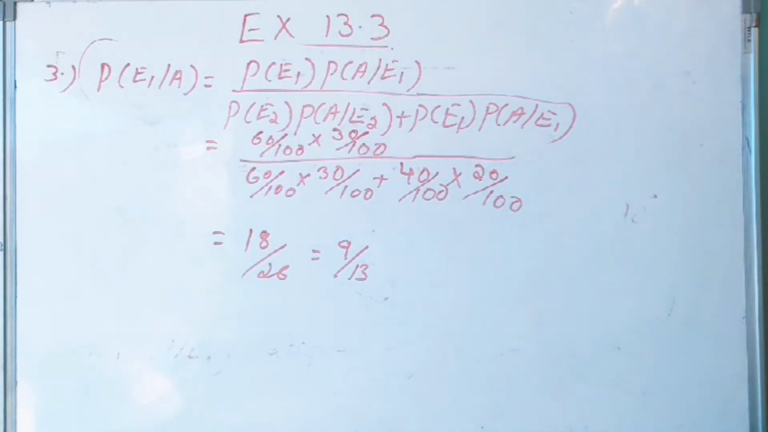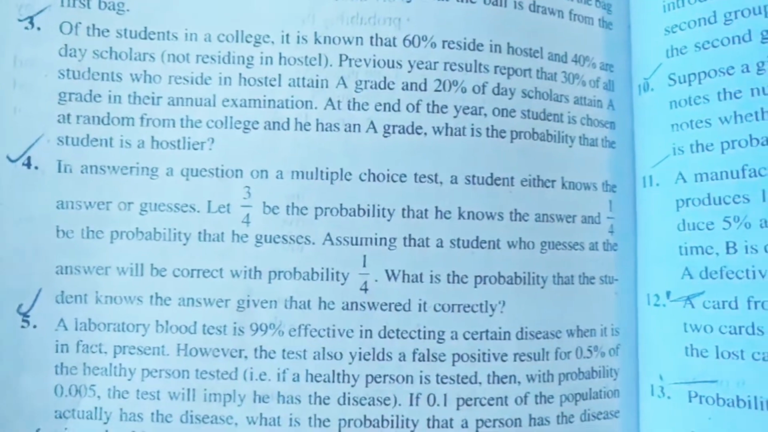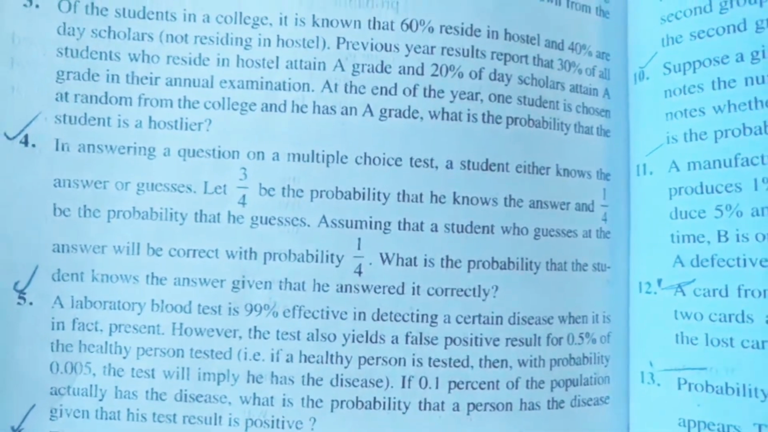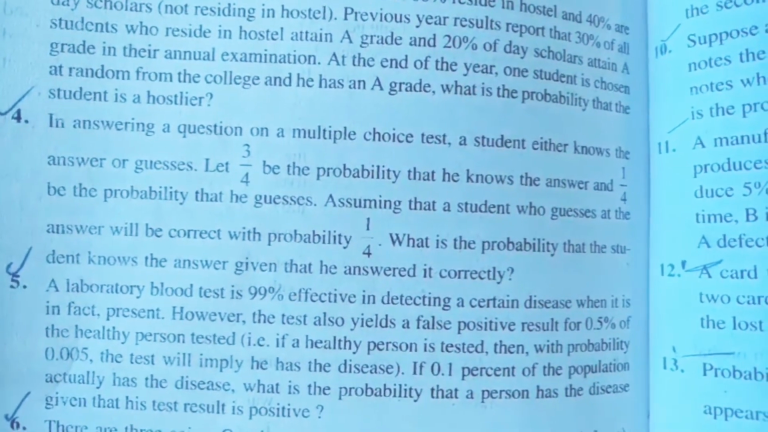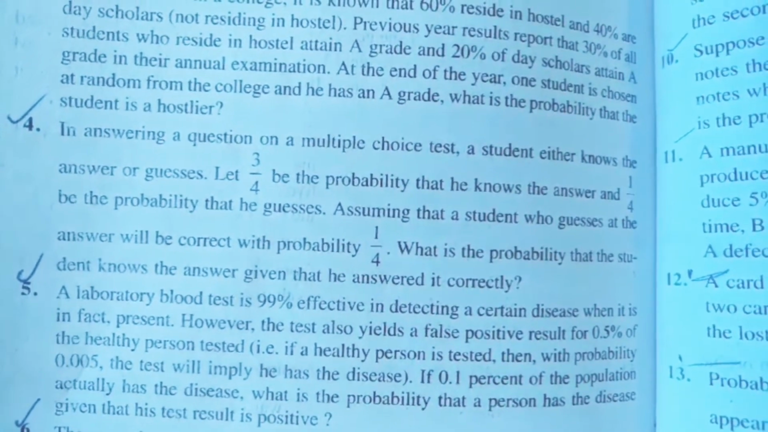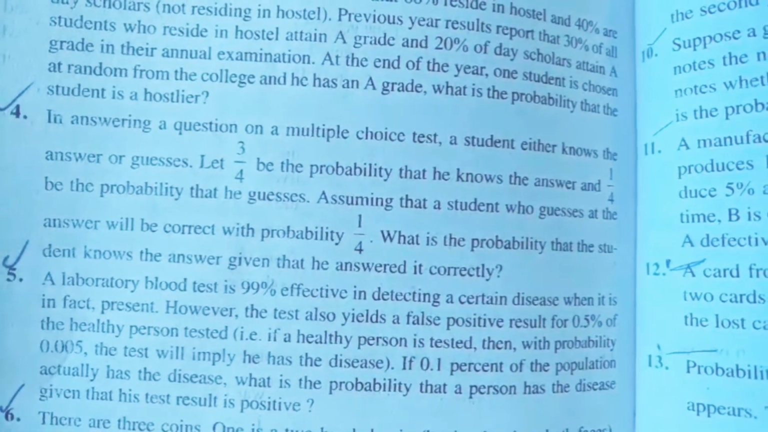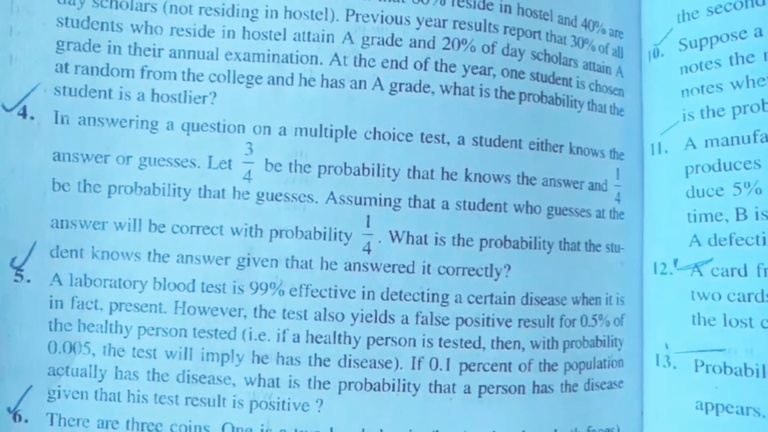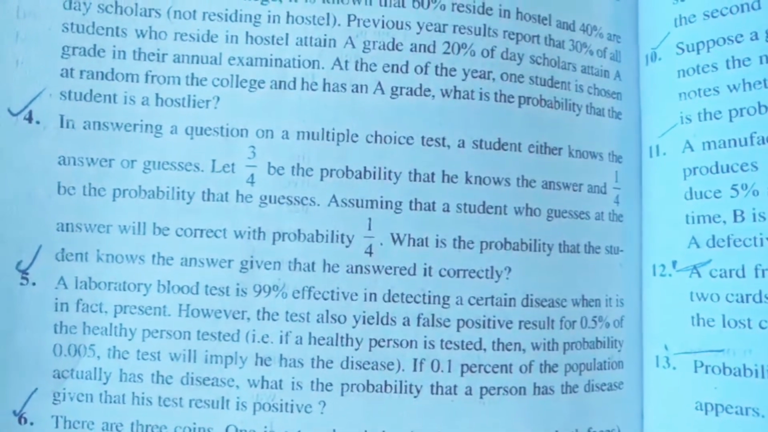Fourth question. In answering a question on a multiple choice test, a student either knows the answer or guesses. Let 3 by 4 be the probability that he knows the answer and 1 by 4 be the probability that he guesses. Assuming that a student who guesses at the answer will be correct with probability 1 by 4, what is the probability that the student knows the answer given that he answered it correctly?